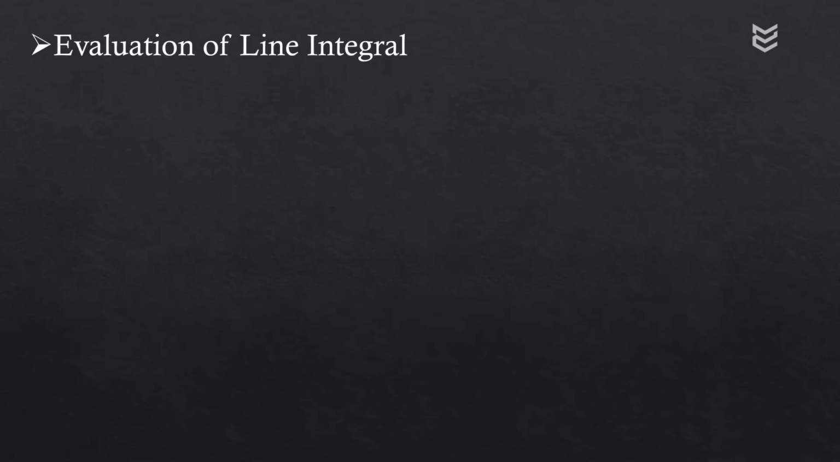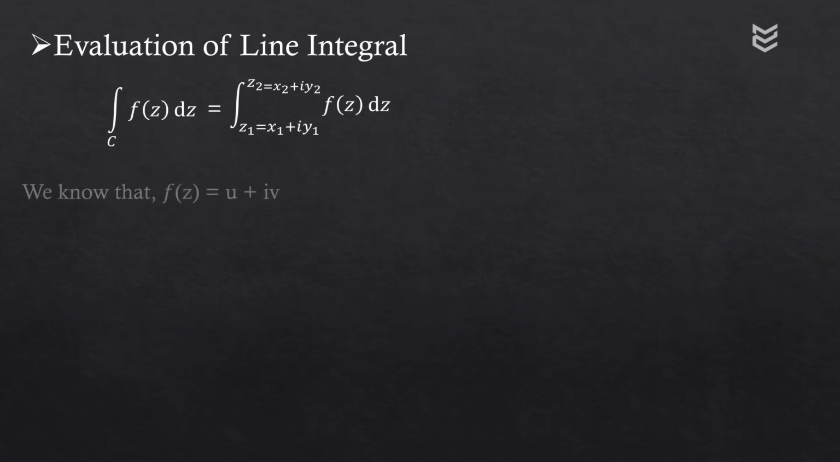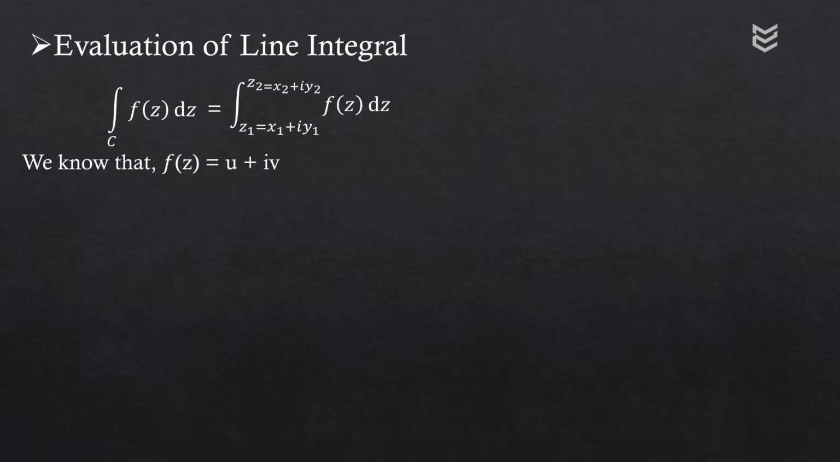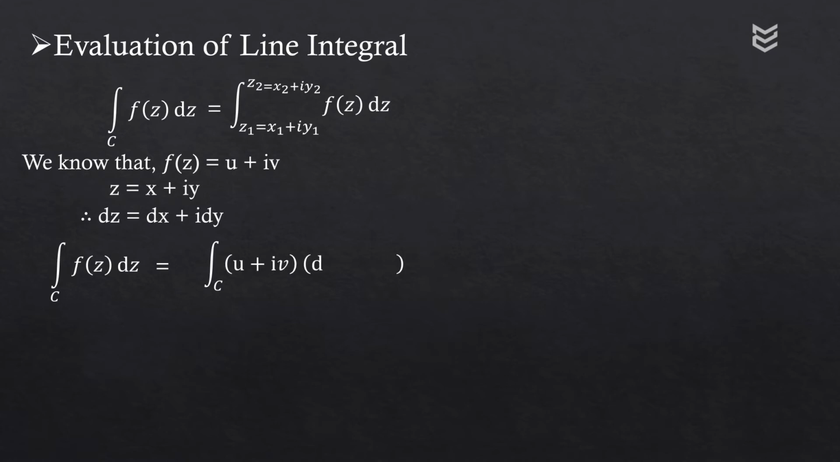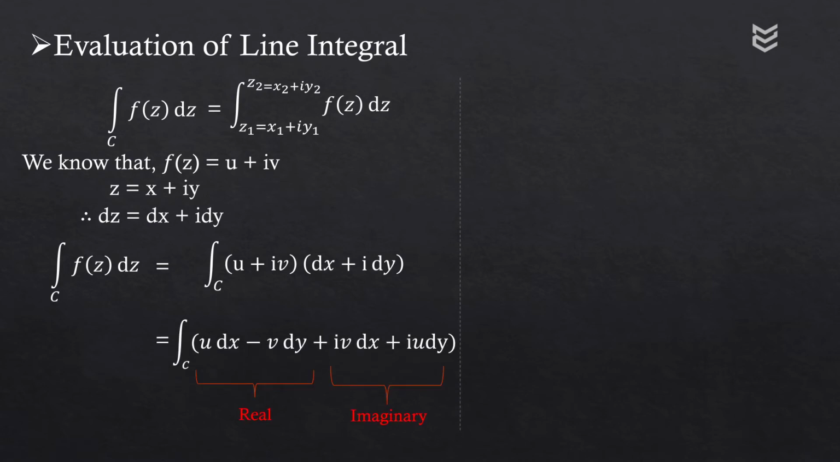Evaluation of line integral. In the integral over C, which is the complex integral, we know that function of z is u plus iv, and the value of z is x plus iy. By differentiating z, we get dz equals dx plus i dy. Substituting these values in the complex integral, we get integral over C of (u plus iv) into (dx plus i dy). After multiplying the terms, we get real and imaginary parts.